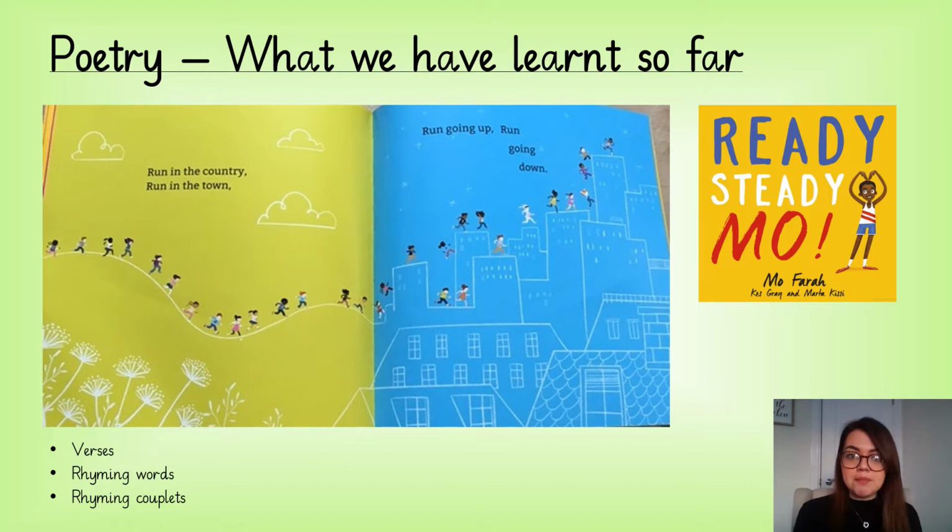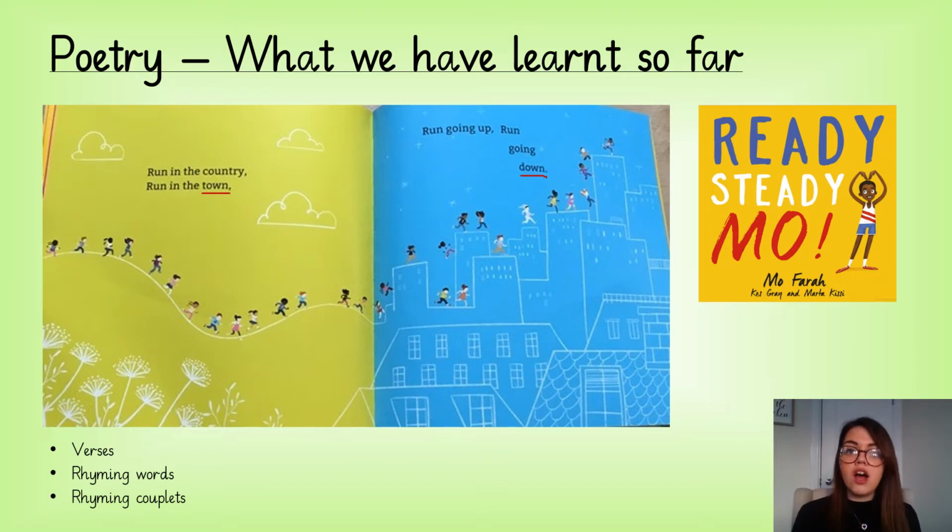Now we can see an example of a rhyming couplet, some rhyming words and verses from this page in Ready Steady Mo. Our rhyming words are town and down. Now remember, not all rhyming words look the same, they just sound the same. To be a rhyme, they just need to sound the same. They don't need to look the same or be spelt with the same letters.